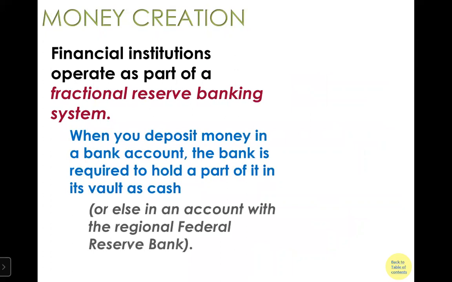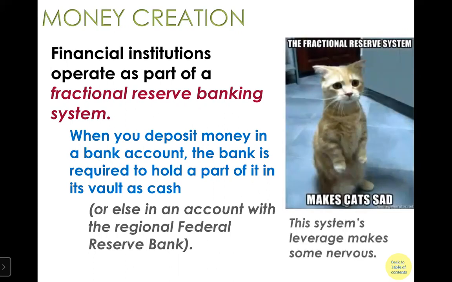The financial institutions operate as part of a fractional reserve banking system. How do we understand that? When you deposit money in a bank account, the bank is required to hold a part of it in its vault as cash. And then the rest of your deposit will go into the process of making new loans, or the process of creating money. So in that sense, it is a fractional reserve banking system, right?